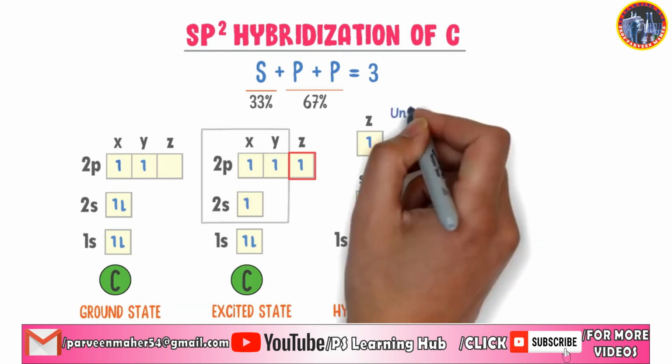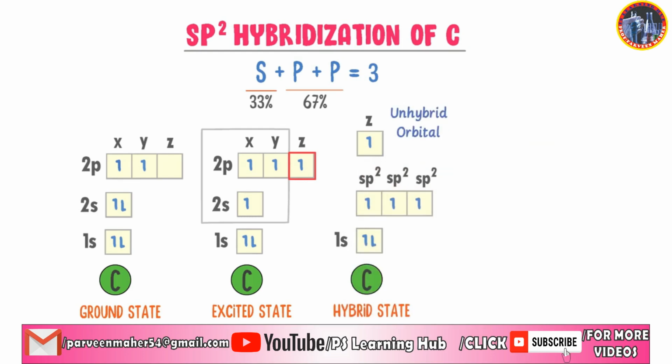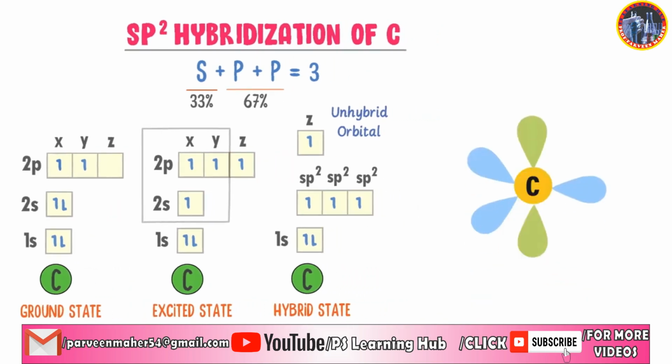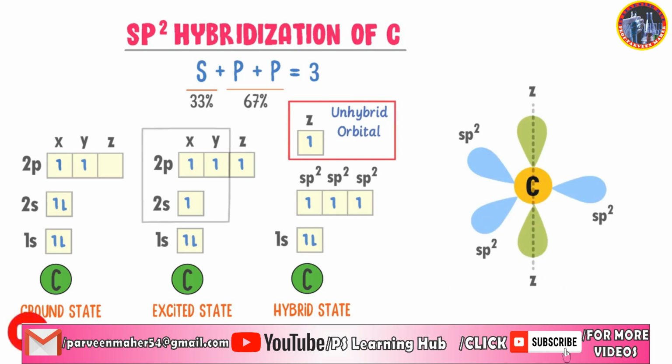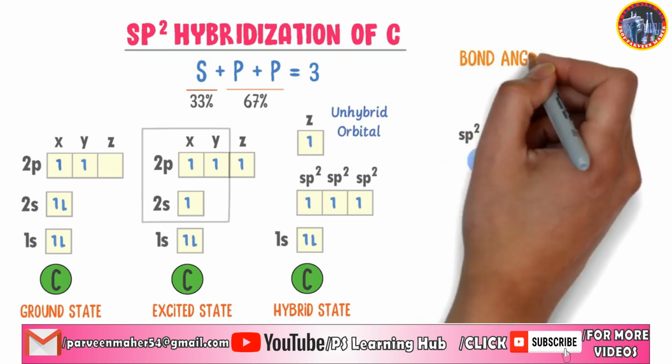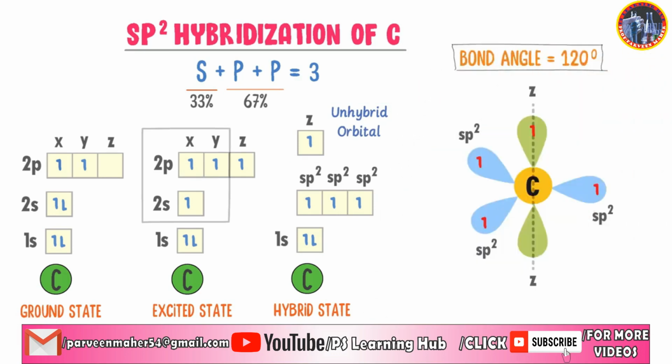This z orbital is an unhybrid orbital. It means that this z orbital does not combine with 2s, 2px and 2py. Also, it has more energy than all these 3 hybrid orbitals. Now carbon has this type of geometry in sp2 hybridization. This is the first sp2 orbital, this is the second and third sp2 orbitals. While this long orbital is the 2pz orbital, which is an unhybridized orbital. These all orbitals have 1 electron each. Remember that the bond angle in sp2 hybridization is 120 degrees, while the shape of carbon is trigonal.